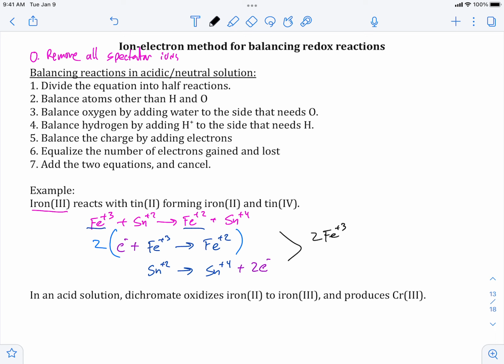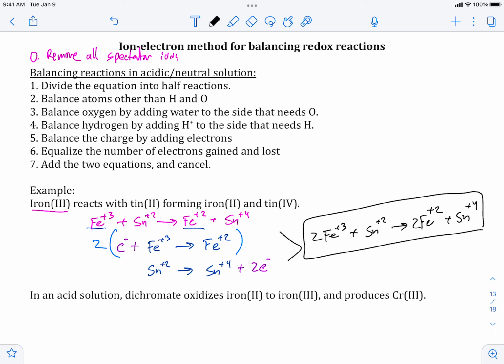2Fe plus 3 added to tin with a charge of plus 2 forms 2Fe plus 2 plus tin with a charge of plus 4. And this would be our balanced redox equation.